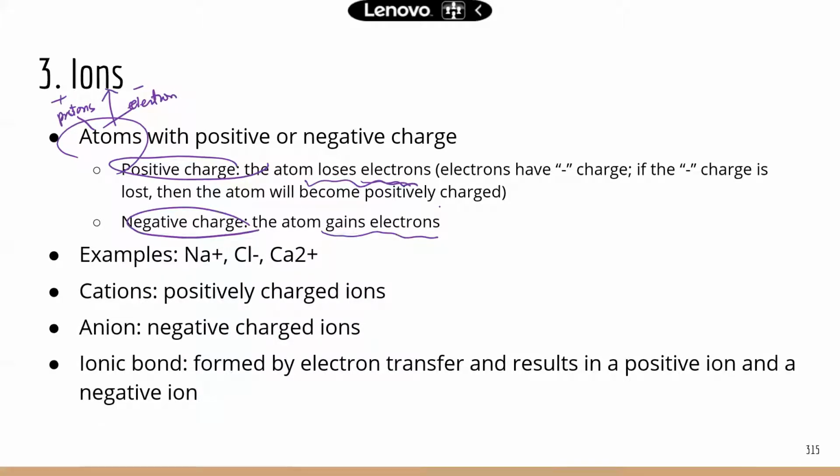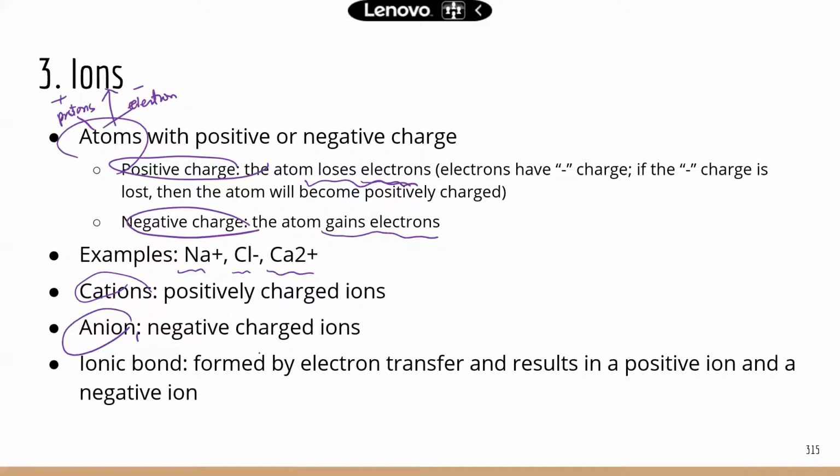There are lots of examples of ions in our daily life, in our body. Sodium, chloride, calcium, we touched on, I think, all of them when we went over anatomy and physiology. There are two terms here. Cations are positively charged ions, and anions are negatively charged ions.